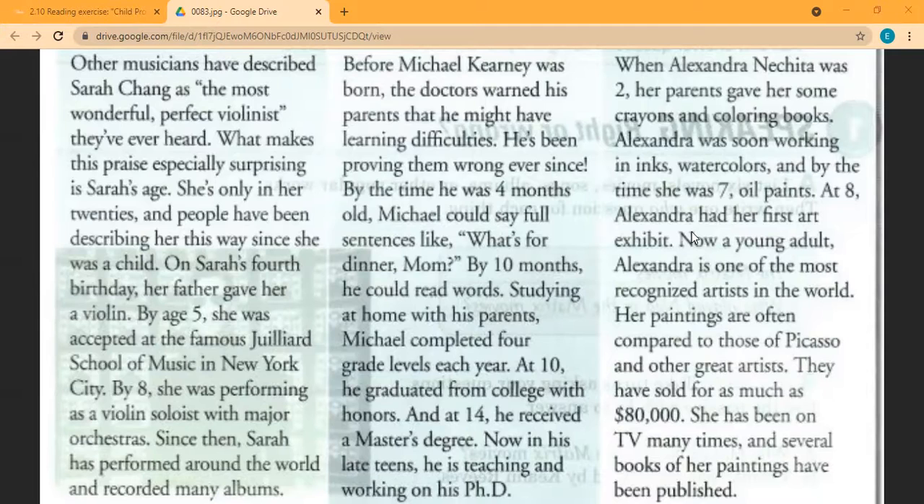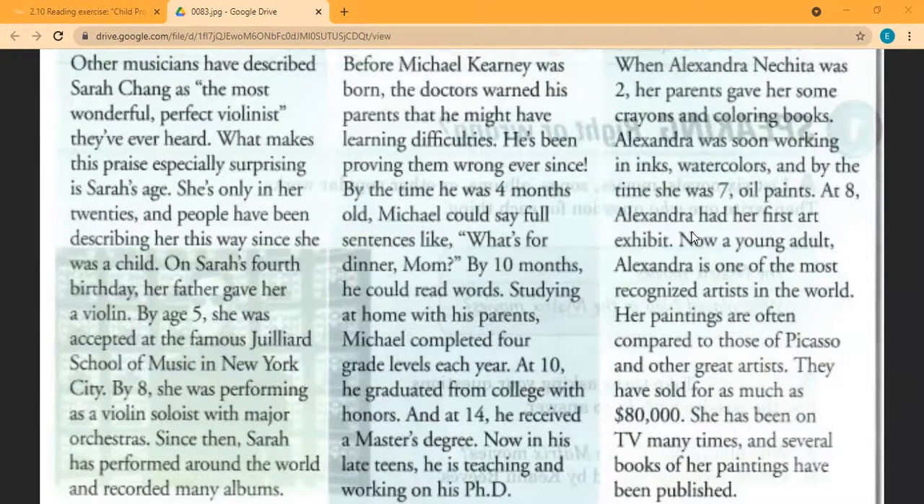Before Michael Kearney was born, the doctors warned his parents that he might have learning difficulties. He's been proving them wrong ever since. By the time he was 4 months old, Michael could say full sentences like, "What's for dinner, Mom?" By 10 months, he could read words. Studying at home with his parents, Michael completed 4 grade levels each year. At 10, he graduated from college with honors. And at 14, he received a master's degree. Now in his late teens, he is teaching and working on his PhD.